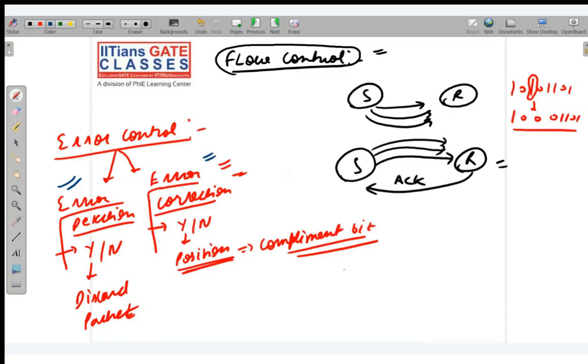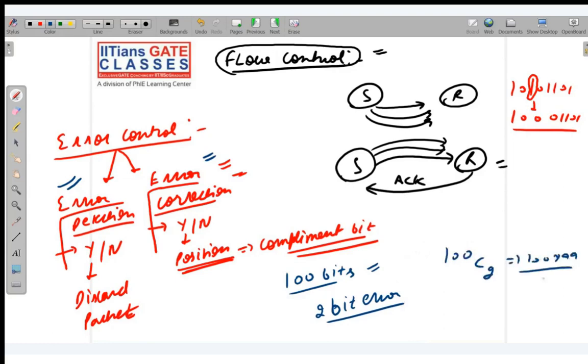If we have studied combinatorics, I can give you some idea. For example, you are sending say 100 bits of data. 100 bits is a very, very small amount; actually, we are sending megabytes of data. So I am just assuming we are sending only 100 bits, and there are 2-bit errors. What are these 2 bits? They can be the first two, 1 and 2, 2 and 3, 1 and 5, and so on. So how many combinations? 100 C 2, which is 100 into 99 divided by 2, approximately 5050. So 5050 combinations you have to check, if only 100 bits are sent and only a 2-bit error is there.